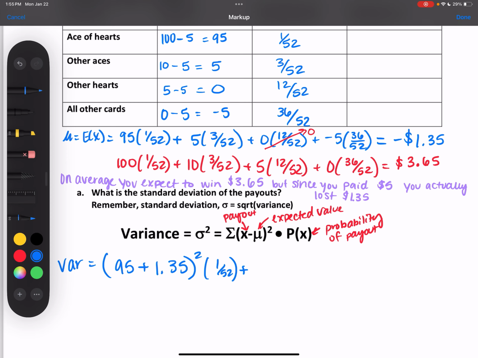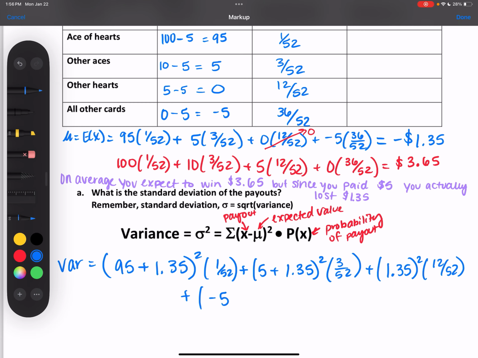plus, and these are going to irritate you because you're going to end up having to go on separate lines unless you write really small. 5 plus 1.35 squared times 3 out of 52, plus 0 minus negative, so plus 1.35 squared times 12 out of 52, plus negative 5 plus 1.35 squared times 36 out of 52.